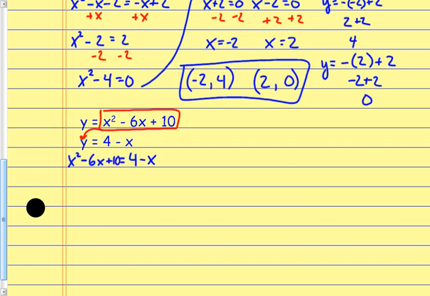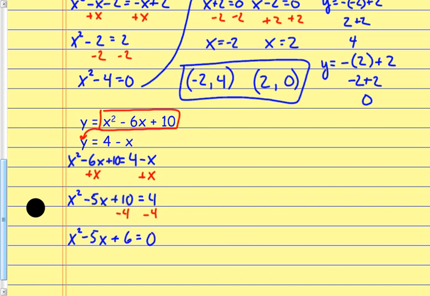And now I'm going to solve this. So here I'm going to add the x to each side. I'm getting everything gathered together. That's a minus 5x and a plus 10. And now I subtract the 4. So I've got x squared minus 5x plus 6 equals 0.